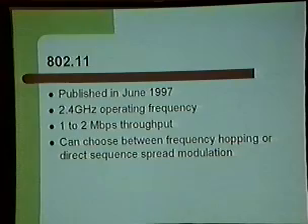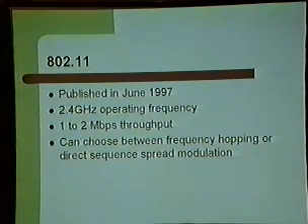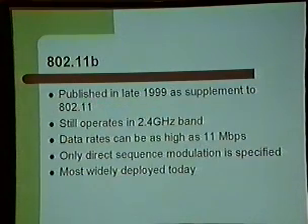So a brief background of 802.11, first published in June of '97, operates in the 2.4 gigahertz frequency, which is the same frequency that all your cordless telephones and everything operates in, and is a very crowded frequency. Only had 1 to 2 megabits of throughput, which didn't make it very conducive for enterprise implementations because you need much more throughput and bandwidth than that. And then for communications, it had several modulations that you could choose from.